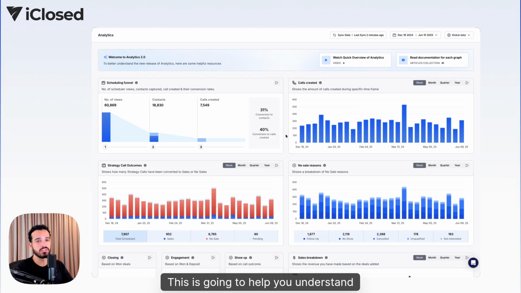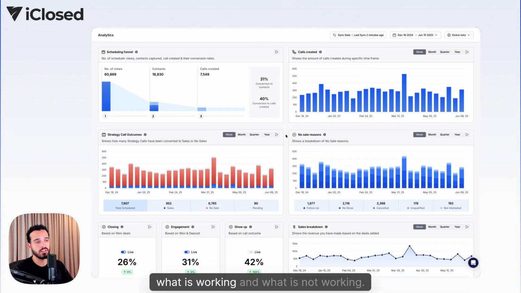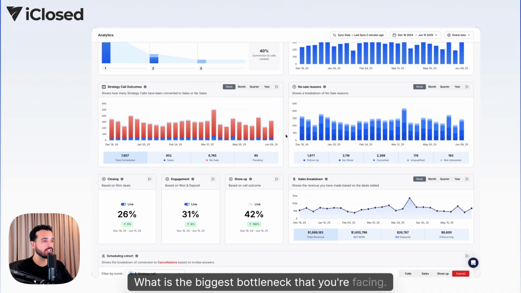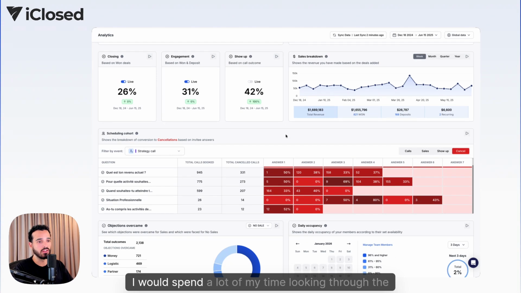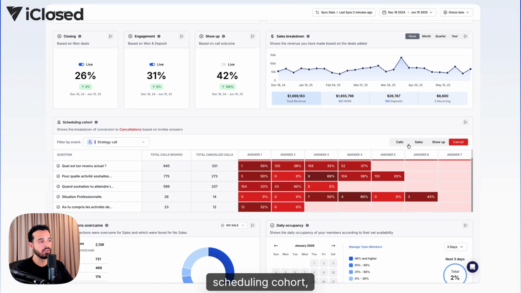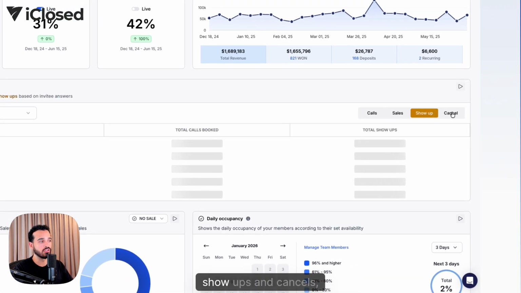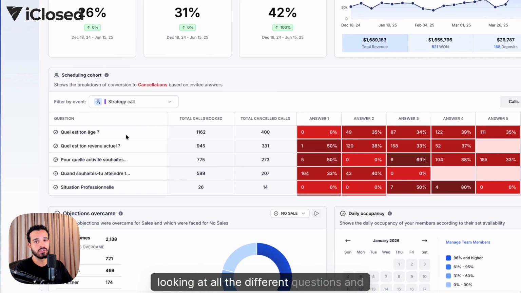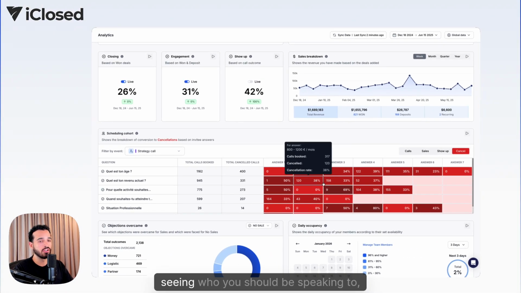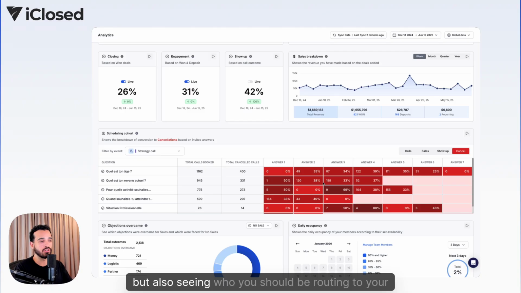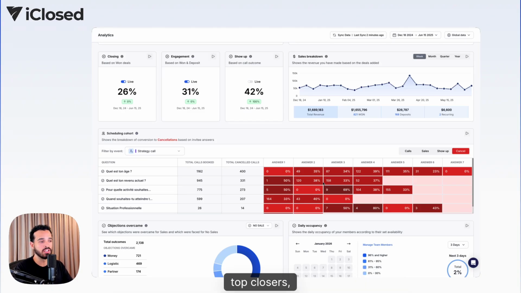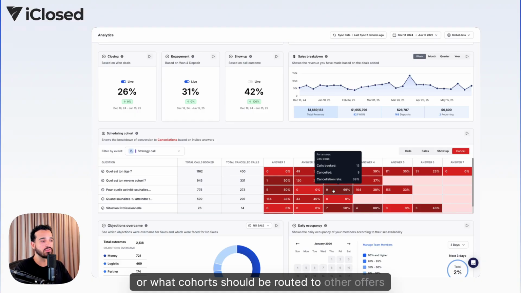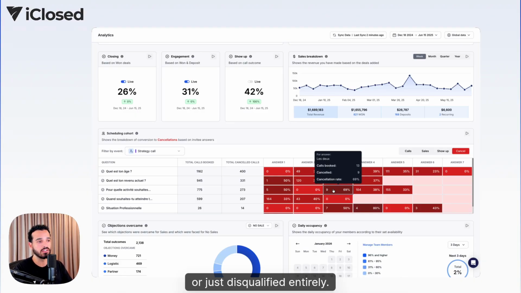This is going to help you understand what is working and what is not working, what are the biggest levers for you to pull, what is the biggest bottleneck that you're facing. Again, I would spend a lot of my time looking through the scheduling cohort, filtering by calls, sales, show-ups, and cancels, looking at all the different questions and answers, seeing who you should be speaking to, but also seeing who you should be routing to your top closers, maybe who you should be routing to your more junior closers, or what cohort should be routed to other offers or just disqualified entirely.